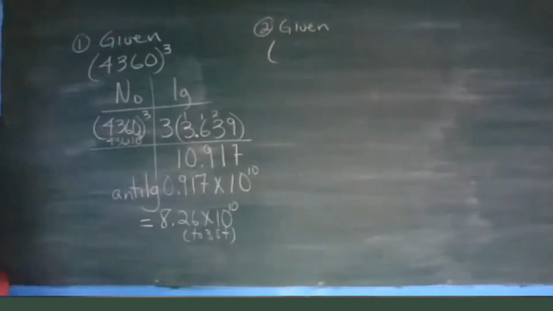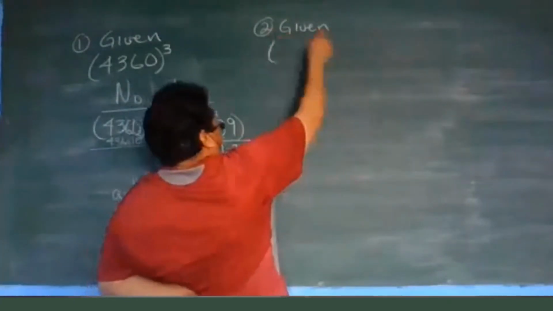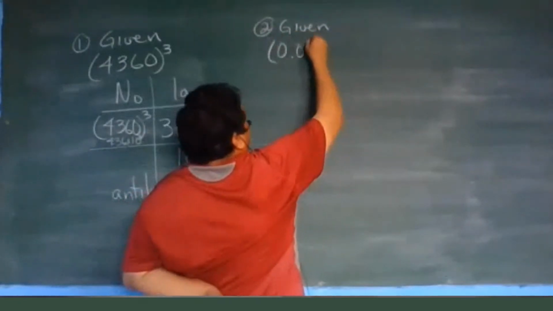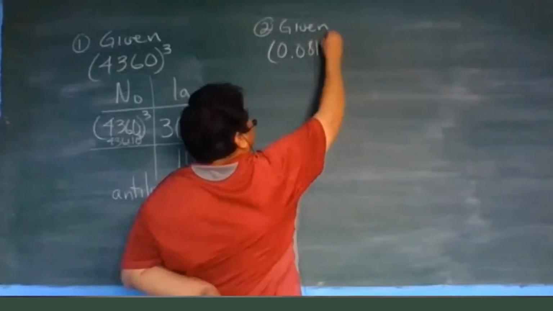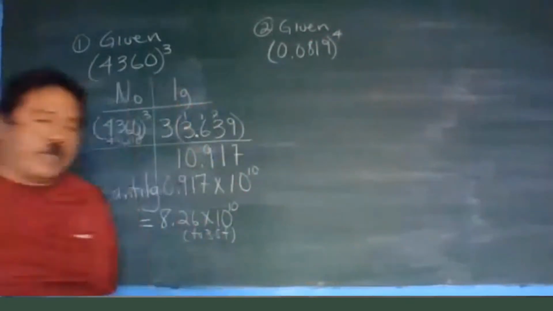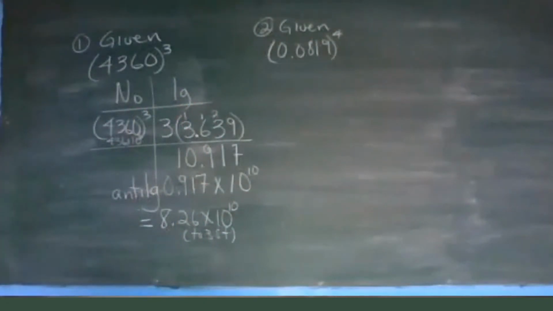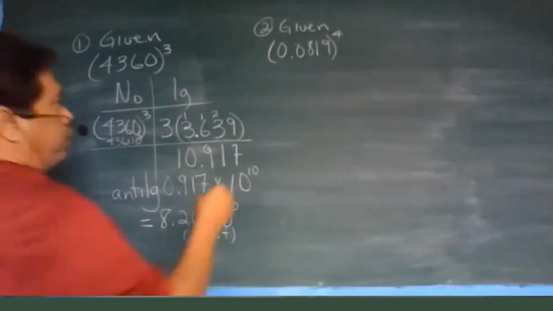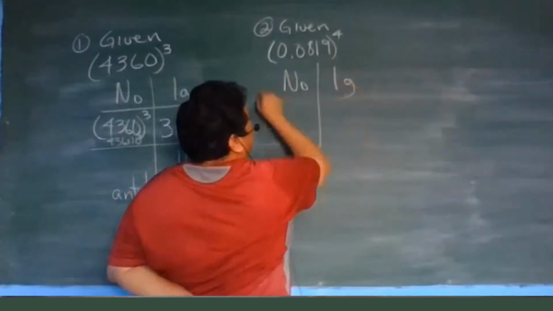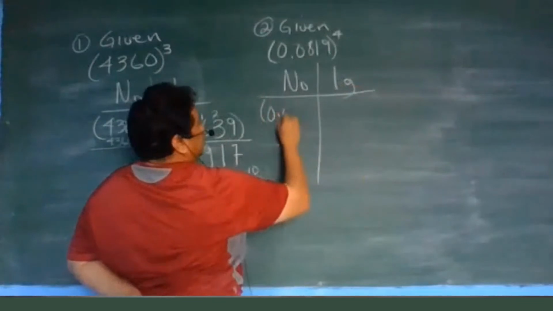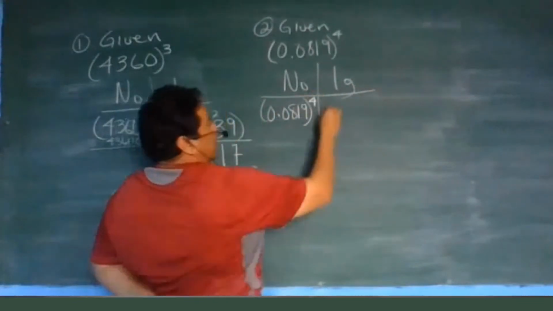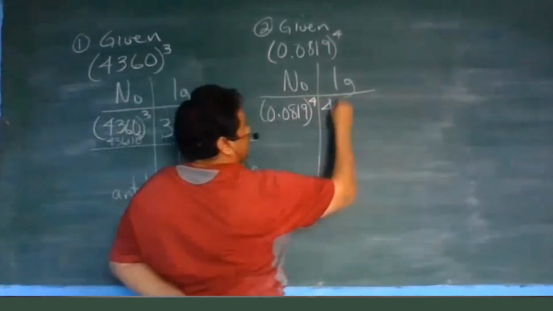All right. So example 2, number 2 says given 0.0819 to the 4th. I won't use the 3rd again. So to the 4th. So again, we're going to use our number log. I'm going to write the number again, 0.0819 to the 4th. I'll place the 4 right there.